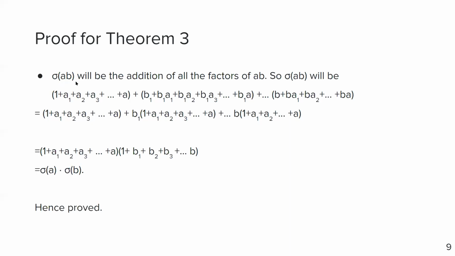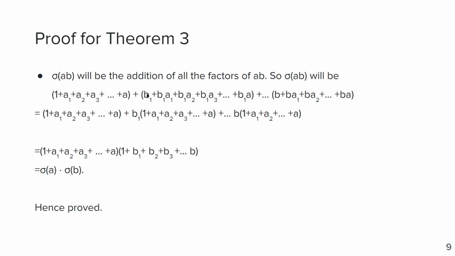Sigma of AB will be the addition of all the factors of AB. So sigma of AB will be 1 plus A1 plus A2 plus A3 plus so on until A, plus B1 plus B1A1 plus B1A2 plus B1A3 plus so on until B1A. And so on until B, plus BA1 plus BA2 plus so on until BA.